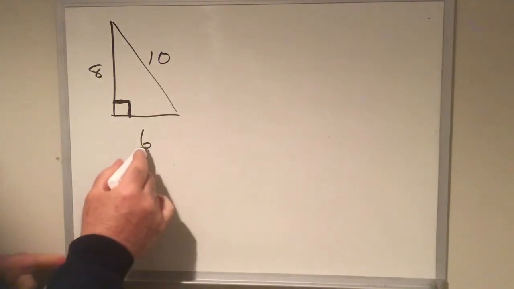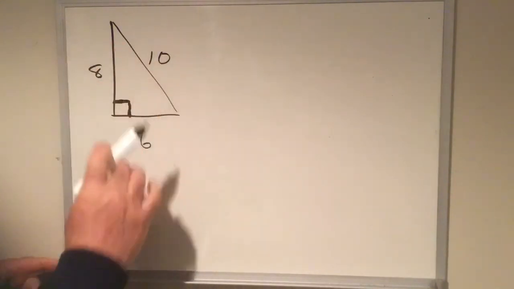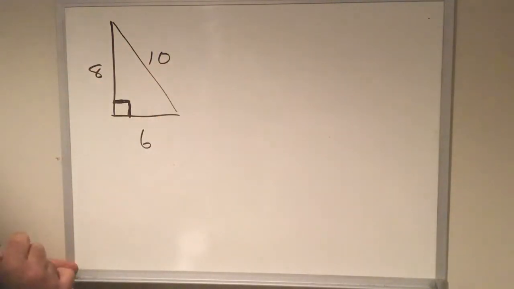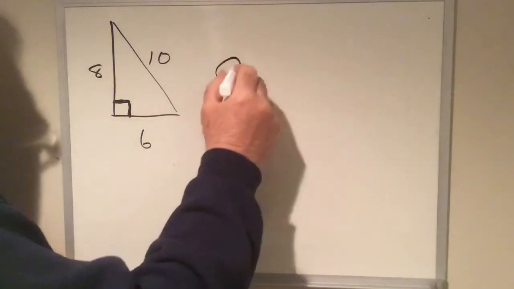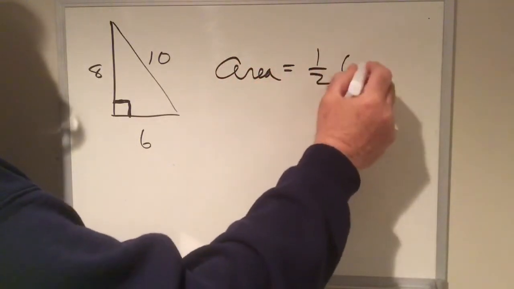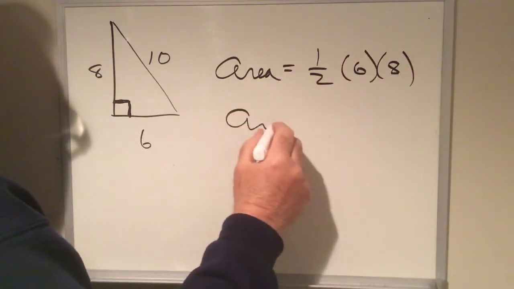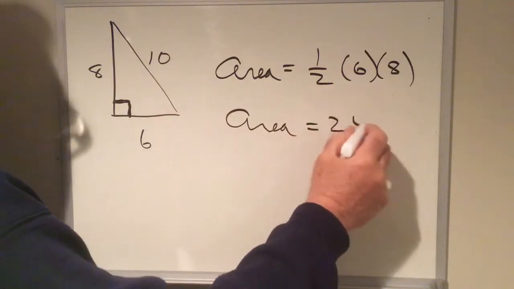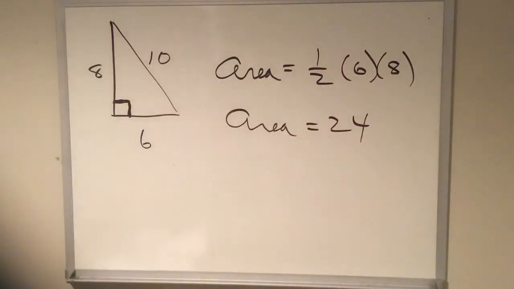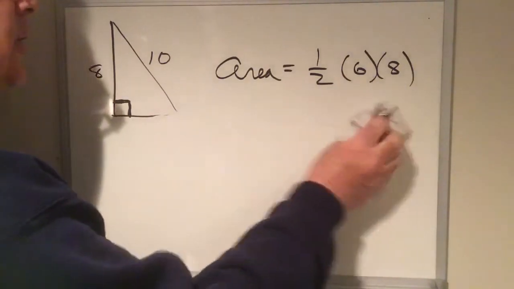Now, whether you use this as the base and that is the height, or you imagine the triangle flipped over and that's the base and that's the height, it's not going to matter. Because what's the area of this triangle? Half base times height. Area of this triangle, 24. Right? Half base times height. Okay, that's a right triangle. Remember, the two legs act as a base and a height.